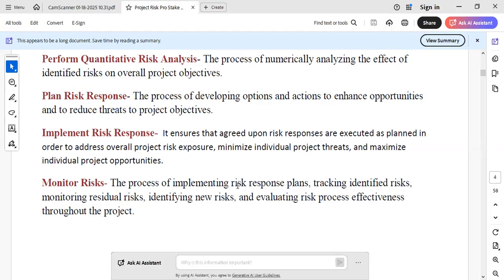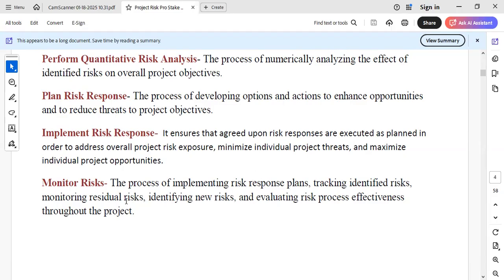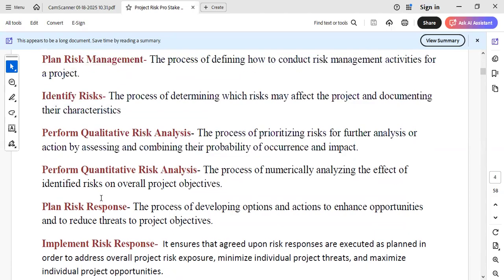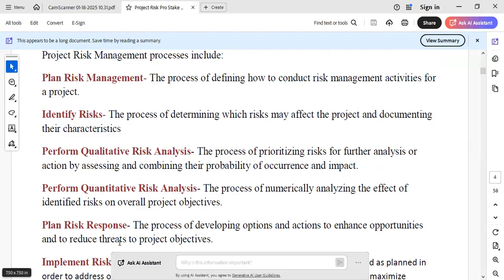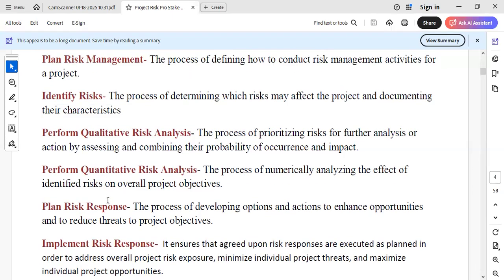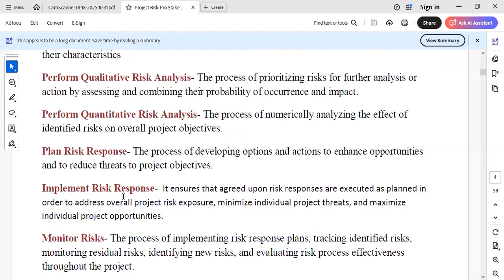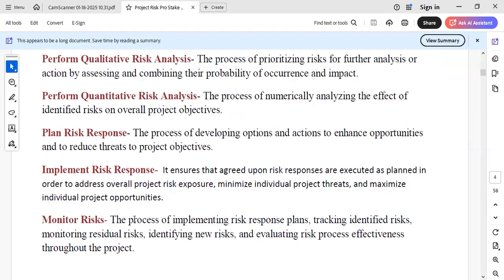So this is just to set the table for us to move on. So we have seven sub-processes for us to talk about: plan risk management, identify risk, perform qualitative risk analysis, perform quantitative risk analysis, plan risk responses, and implement risk responses, and monitor those risks once implementations are done.